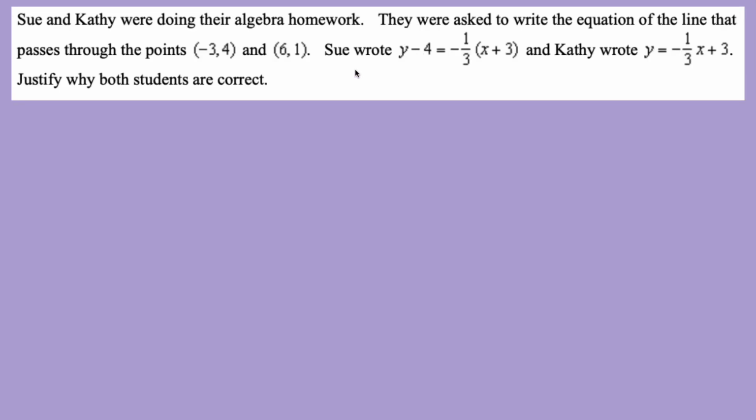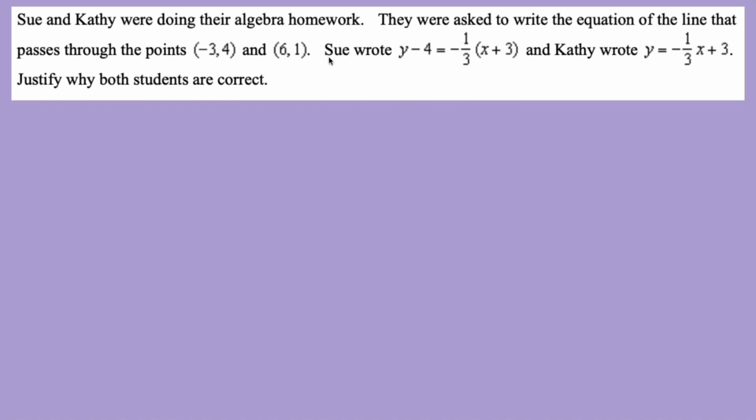Now for the second question, it says Sue and Kathy were doing their algebra homework. They were asked to write the equation of a line that passes through the points (-3, 4) and (6, 1). Sue wrote y minus 4 equals -1/3 (x plus 3), and Kathy wrote her equation. Justify why both students are correct. So the way to justify how both students are correct is, they gave us both equations, and they also gave us the coordinates.